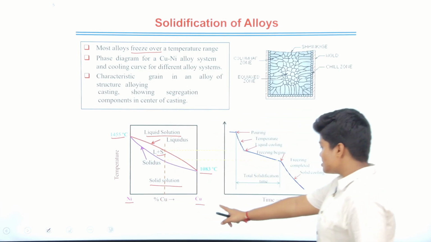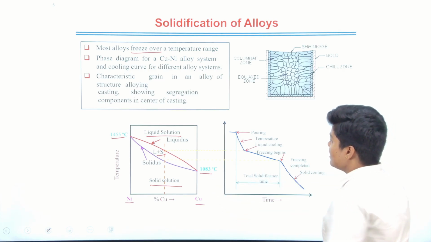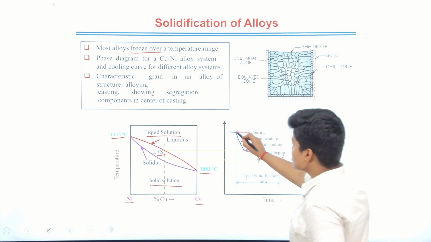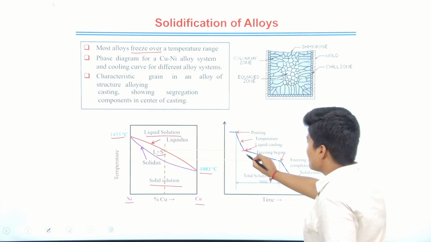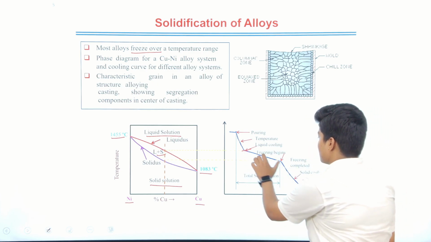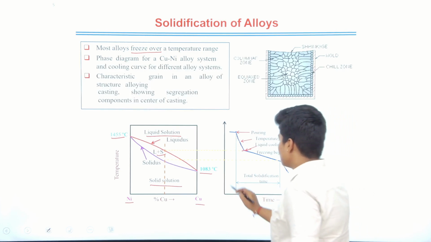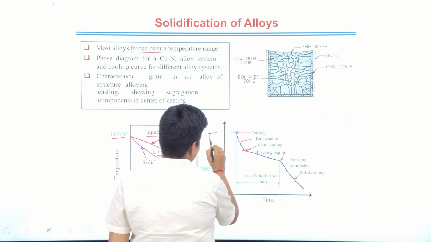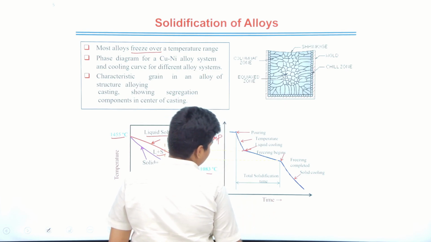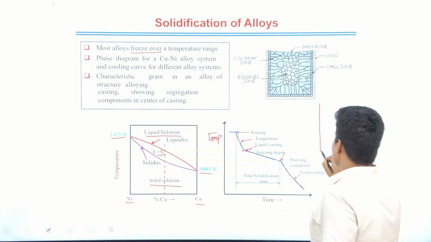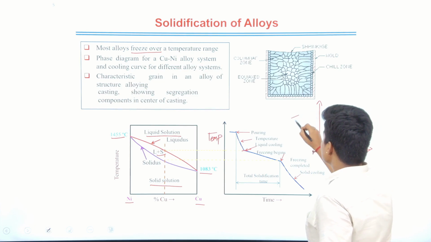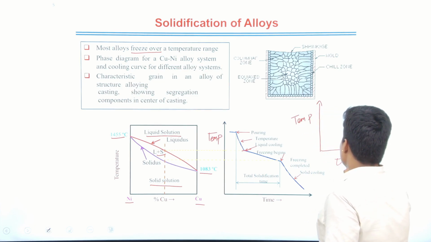As you can see, this is quite different from the pure metal. In pure metal, what happens? There will be a sharp decrease in the temperature when the freezing starts to begin, and then a phase of constant temperature. This is the temperature and the time. Okay, this is the temperature-time curve for alloy, and in the last slide we have seen the temperature-time curve for pure metal.